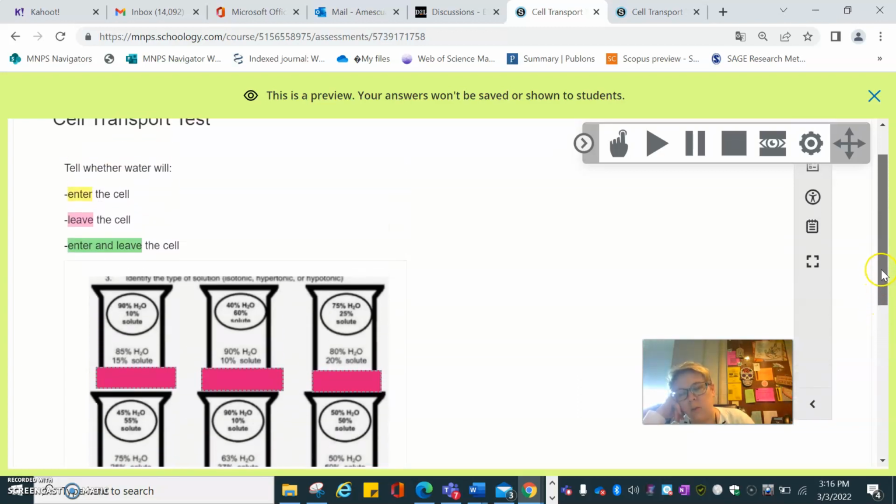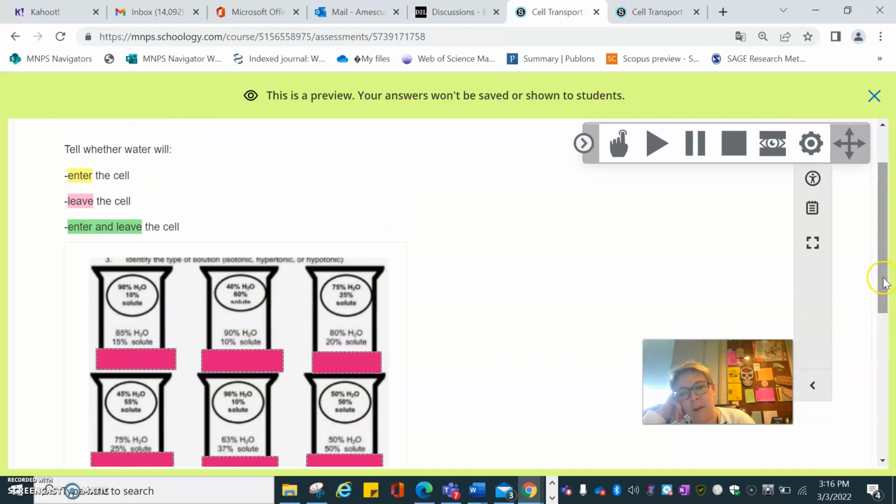Water is going to go one direction until both sides of the membrane are equal. So if there's more water outside, it's going to go from higher concentration of water to lower concentration until there's equal water on both sides. When there's equal water on both sides, then water will go in and out at the same rate.